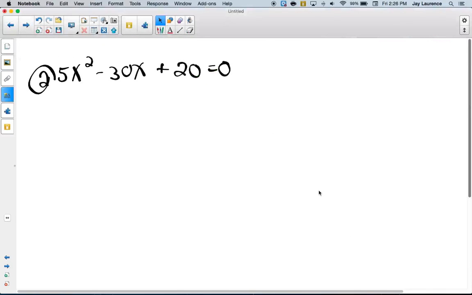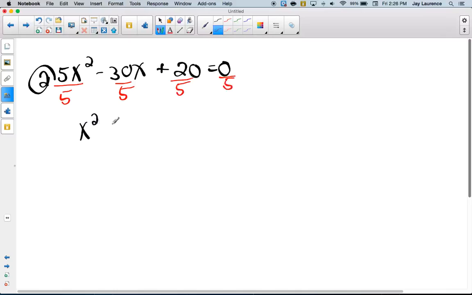All right, let's go on to problem number 2 here. Spending too much time on that. Okay, step 1, got to make sure A is alone. A is not alone, so I'm going to divide by 5. Divide by 5, right? Okay, and I'm going to get x squared minus 6x plus 4 equals 0. All right, going to eliminate c by subtracting 4.